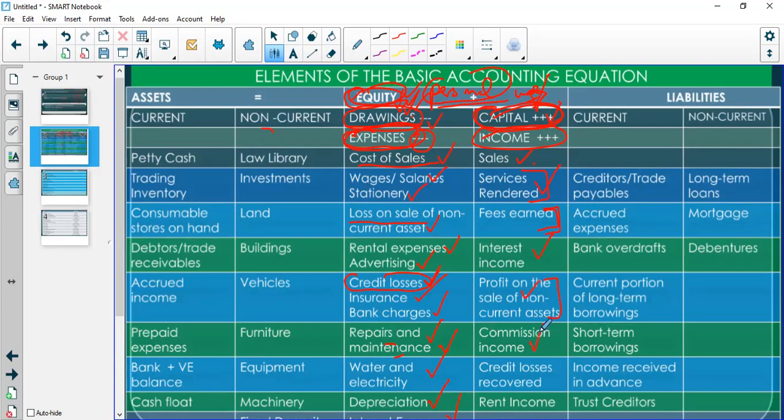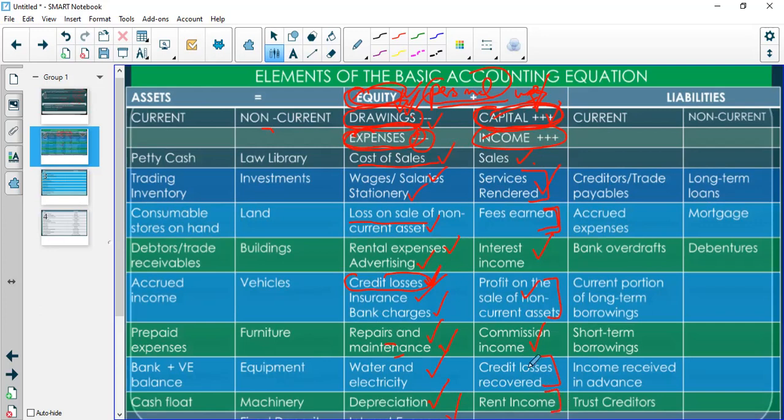Maybe we act on behalf of other people and we get a commission. Let's say we are a garage, like a Shell garage. Then some people say, look, can we put our stuff in your garage, right? So for each item that is bought, we're going to give you 2%. So we're getting commission for that. Credit losses recovered. Those guys we thought are not going to pay now decide to pay.